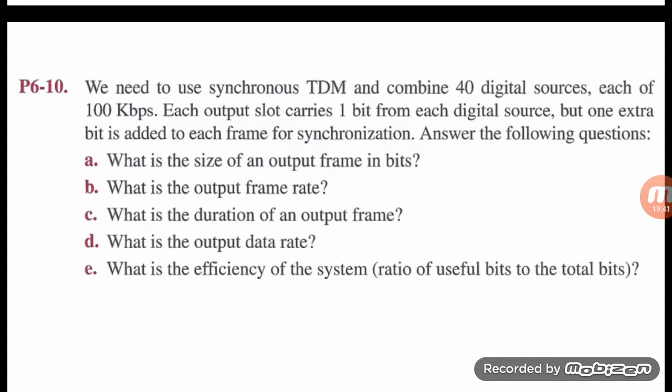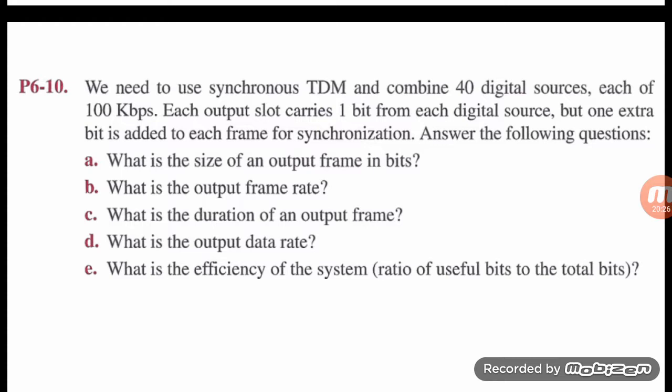And combine 40 digital sources. So how many users do I have? 40. Each of 100 kbps, right? So basically what he's saying is that I have user number 1 whose bit rate is 100 kbps, I have another user with the same 100 kbps, and this way I have all the way up to 40 users, each 100 kbps. Each output slot carries one bit from each digital source. Simple. We have done it before.